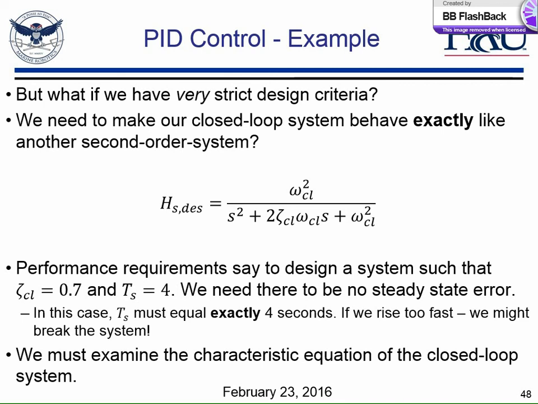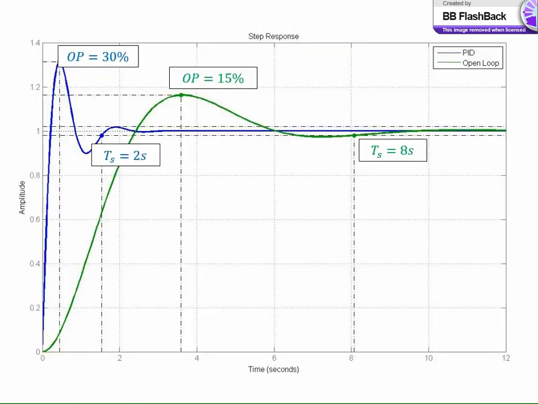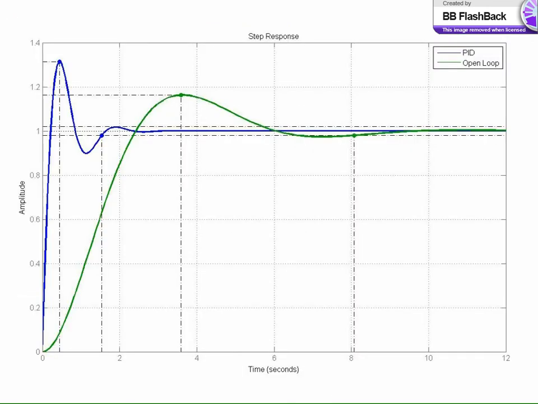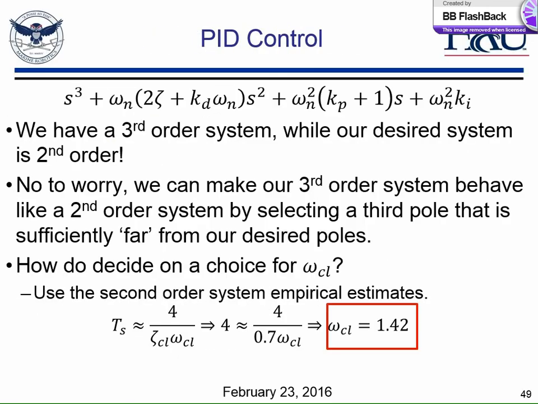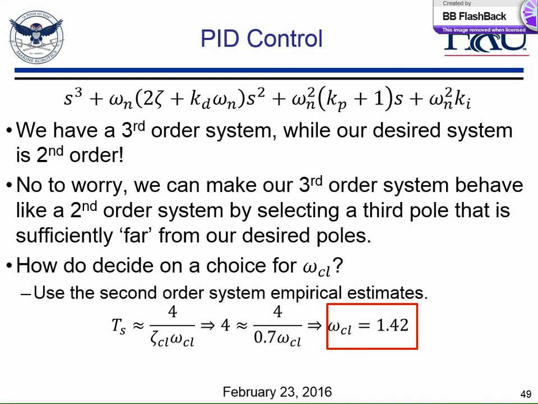So we start off by examining the characteristic equation of the closed loop PID plant system. Right? So this is simply the denominator of this equation. That is our characteristic equation. So we have a third order system, but we want our system to behave like the second order system. If you look at the denominator, we have s squared for our desired system. In our actual closed loop system, we have an s cubed. So how do we make our third order system behave like a second order system?